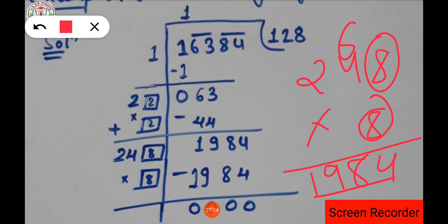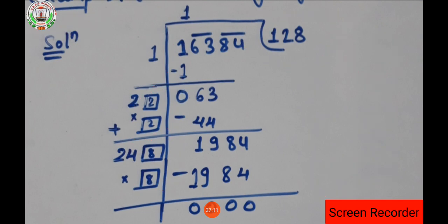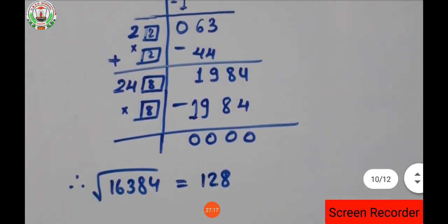So whatever number we are thinking, that number you have to write as the quotient, and that number is the square root of 16,384. While doing the questions, it will be more clear to you people. Okay, so 16,384 square root, the answer will be 128.